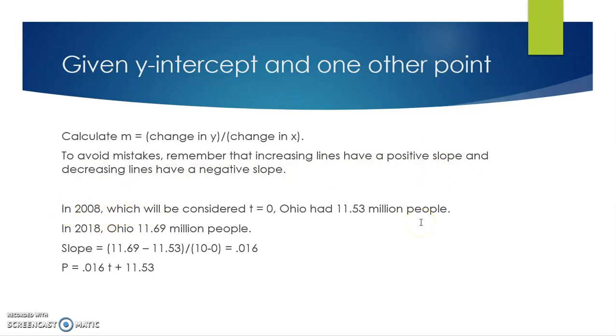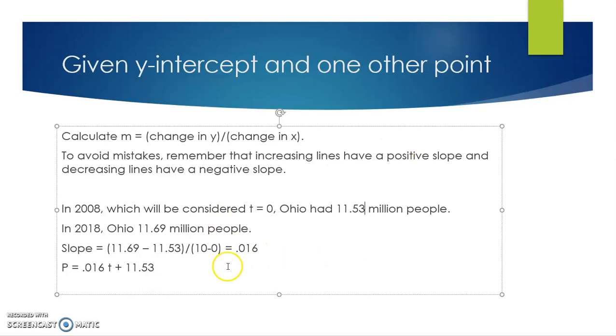In 2008, which we'll consider to be time 0, the population of Ohio was 11.53 million people, and in 2018, it was 11.69 million people. So population went up by just a little bit. So the slope is the change in the population. So 11.69 minus 11.53 comes out to be 0.16. That's the change in population over the change in time, 10 years. So I got 0.16 divided by 10 comes out to be 0.016. That's my slope.